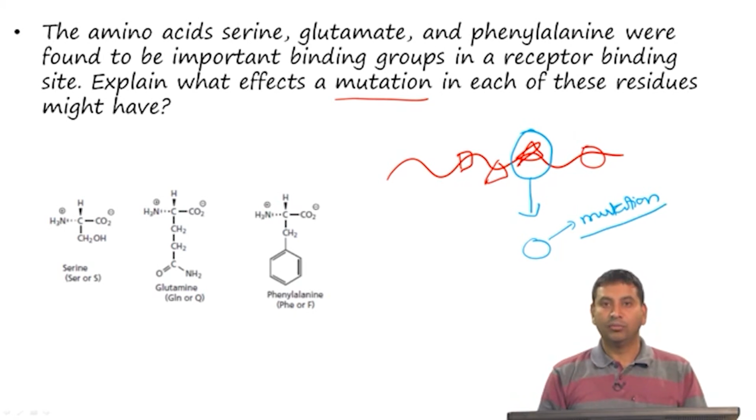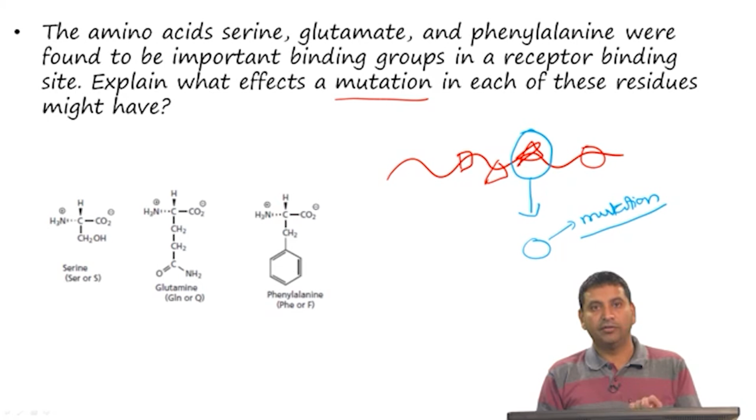Okay. So, mutation studies are very important, and they can be done in a very engineered manner. That means that I can do site directed mutagenesis. A specific residue in a protein can be modified with great precision in today's technology. So, carrying out mutations is not a problem. Okay. So, therefore, the question here is, if we mutate out serine, glutamate and phenylalanine, which are important binding groups, what would you expect to see?